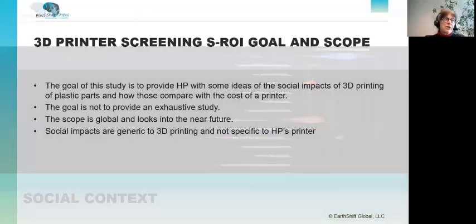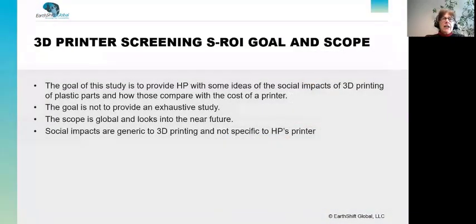We also looked at 3D printing in general from a social context. Where are people concerned about 3D printing? And so we actually did an SROI. We did some of the social screening that the anticipatory approach looked at, but we went further and actually monetized that. So I'll show you a little of that, but I think the important part for the anticipatory approach is really considering who is affected by this and how they are affected.